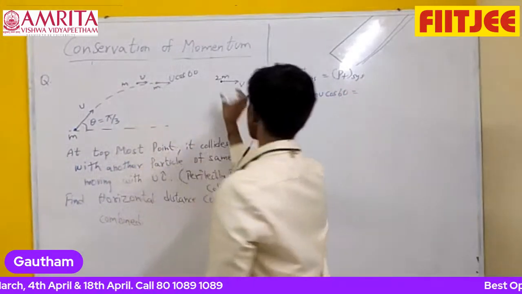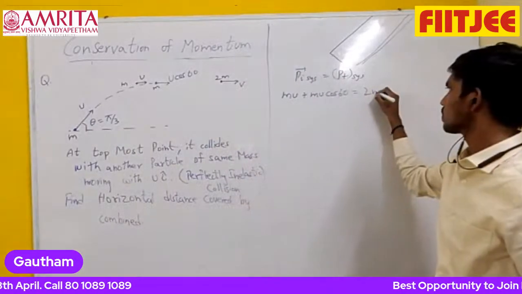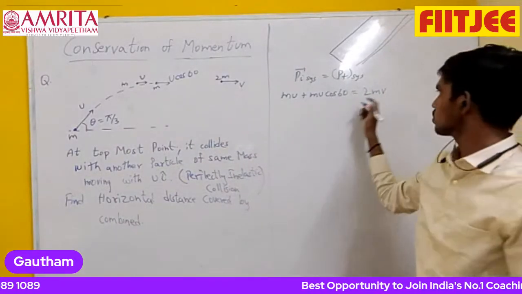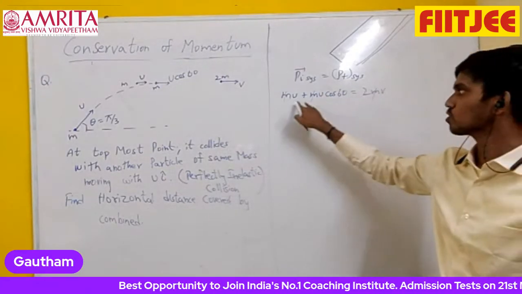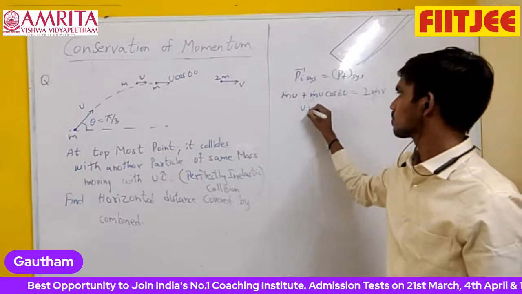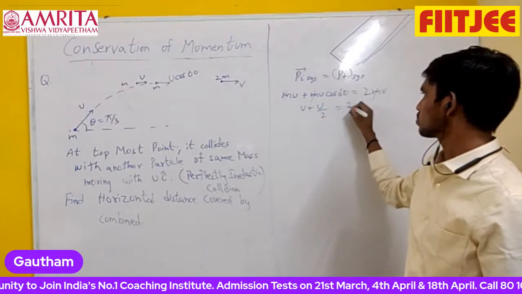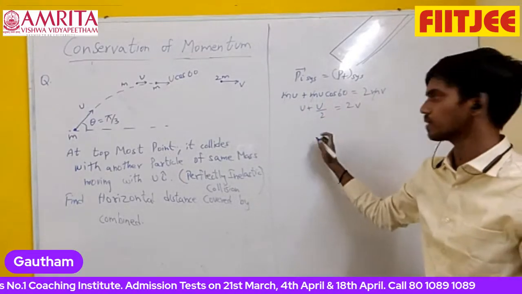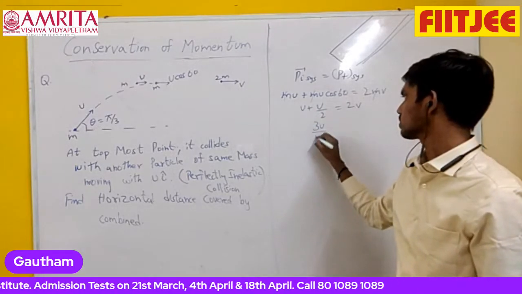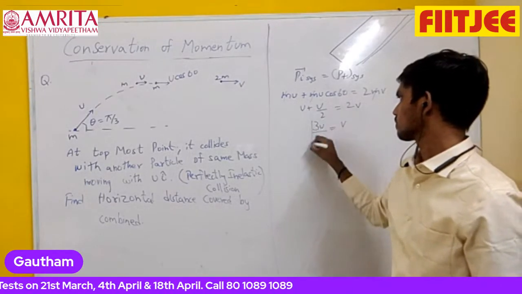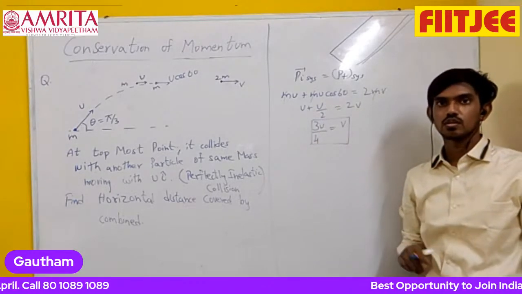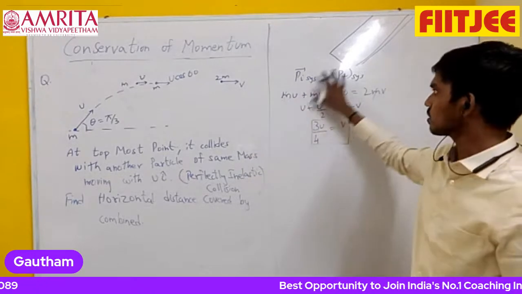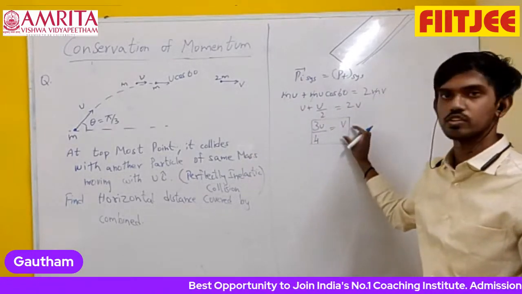Final momentum of system is 2m into v. So you can put the value of cos 60 is 1 by 2. So u plus u by 2 is equal to 2v. So 3u by 2 divided by 2, so 3u by 4 is v. So finally both of them are going with the speed v. Now we have got it is only one single body going with this much speed.